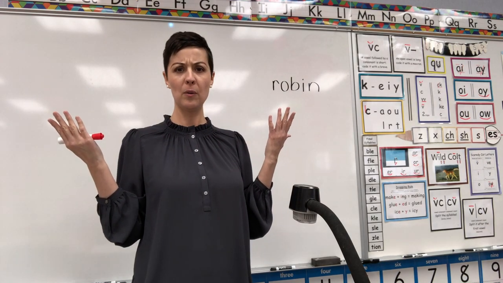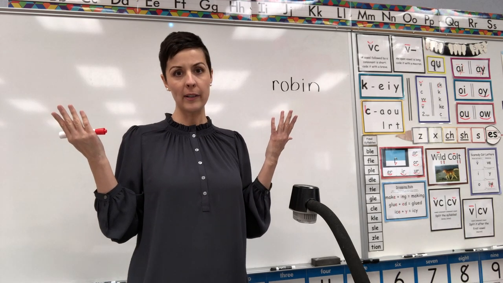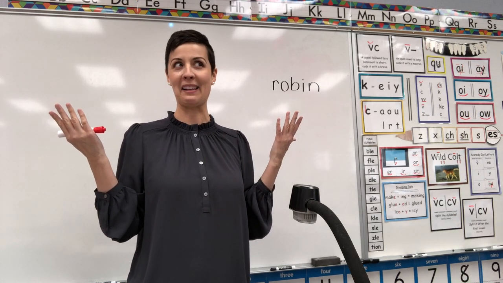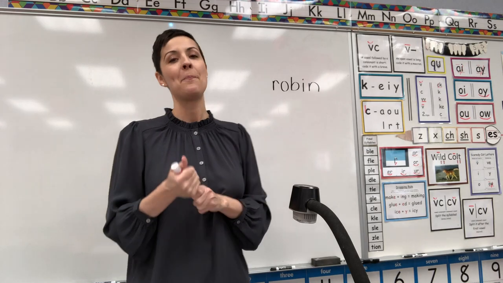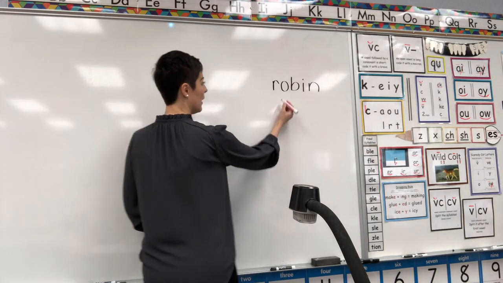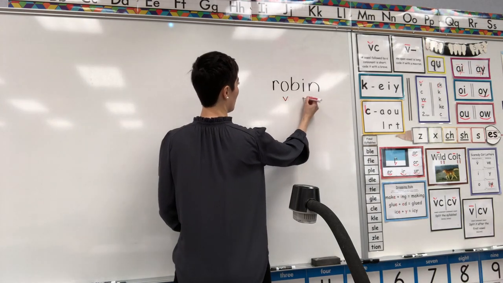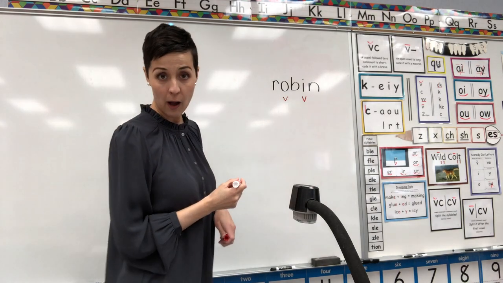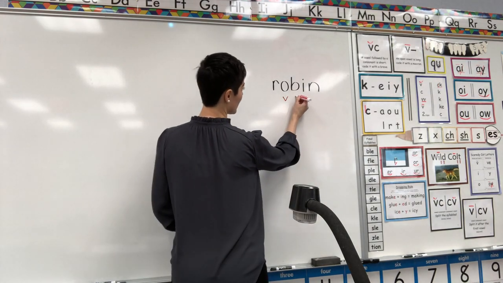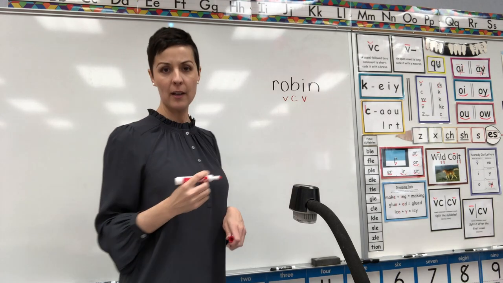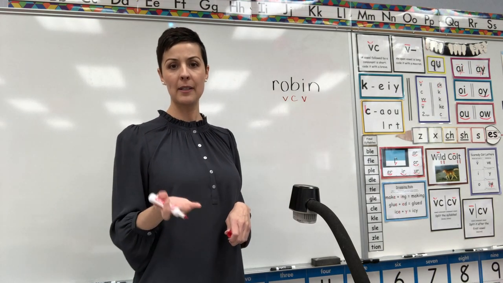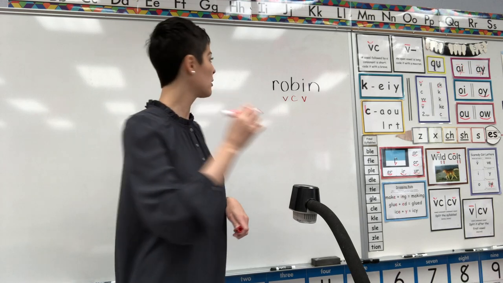And I said, you do? And he said, yeah, you already taught it to us. And I said, okay, tell me what to do. And he said, it's easy. First you find the vowels. O is a vowel. I is a vowel. B is a consonant. And you already taught us that. Vowel, vowel, consonant, split it after the first vowel.